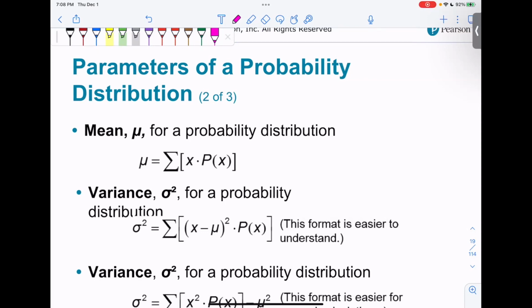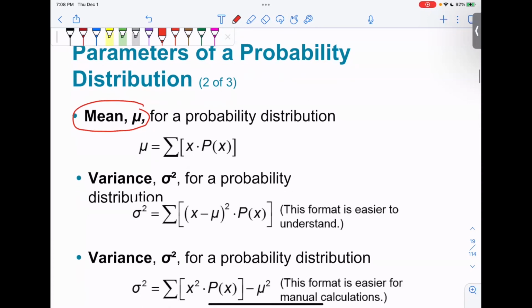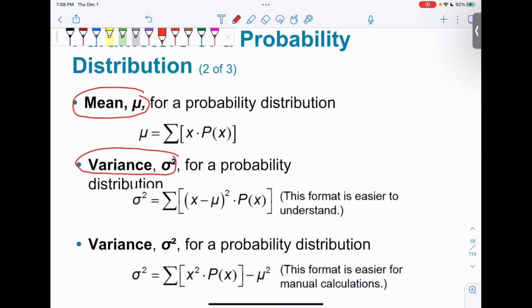The first one, mu, which is the mean. So mu equals the summation of x times probability of x, x times p(x). This is the mean. And variance, we call it sigma squared, is the summation of the distance between each single value of x minus the mean, squared, and then times the probability of that value.